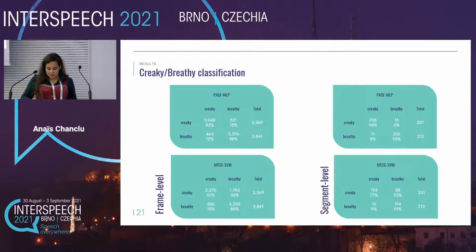It seems easier to separate breathy and creaky frames than modal and non-modal frames, although additional experiments are required before a definitive conclusion can be reached. Similar results are observed at the segment level. The performance of our PACE MLP system appears very promising with about 95% of correct classification.